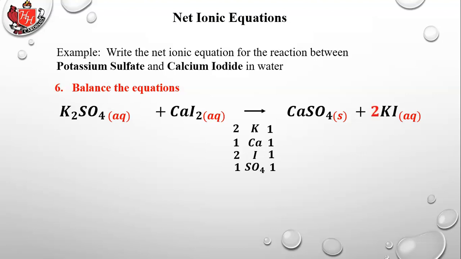So here we go to balance. We're going to put 2 in front of the KI. That's going to change this to a 2. Okay, and now what else do we need to do? That's going to change the iodine. The iodine is already a 2, so we're going to change that one on the right to 2. And if we look, we're already in balance right now. We have 2 K, 1 Ca, 2 iodine, and 1 SO4. So everything's in balance. So right there is the balanced equation.